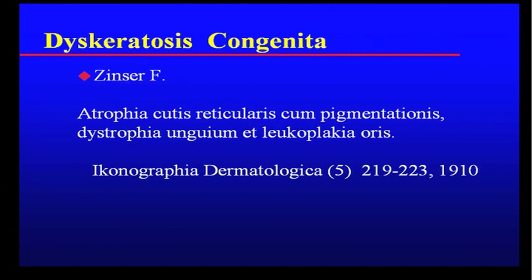And although this is in Swiss, I think it tells the major manifestations, atrophia cutis reticularis. It's a reticular skin rash. Dystrophia unguium is the fingernails. So the fingernails are very poorly developed or absent. And then young individuals get leukoplakia, white plaques on their tongue that may turn out to be malignant or pre-malignant. So the disease had been known clinically for a long time.